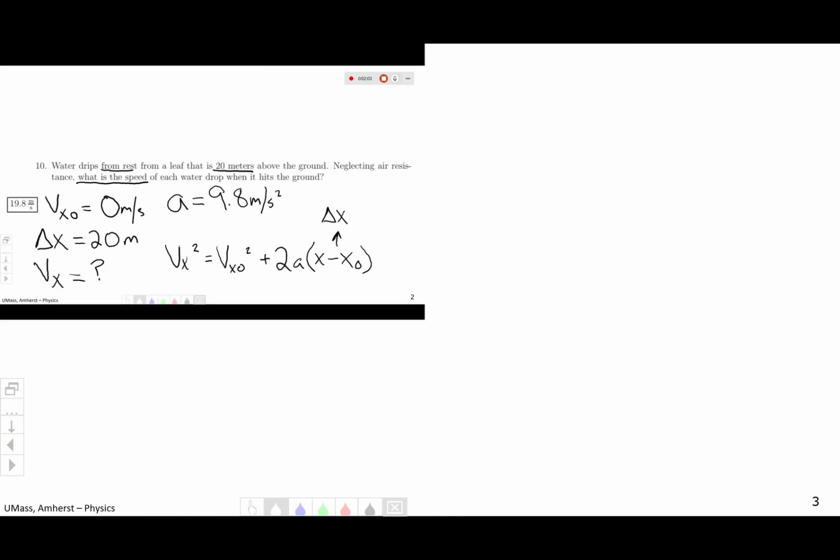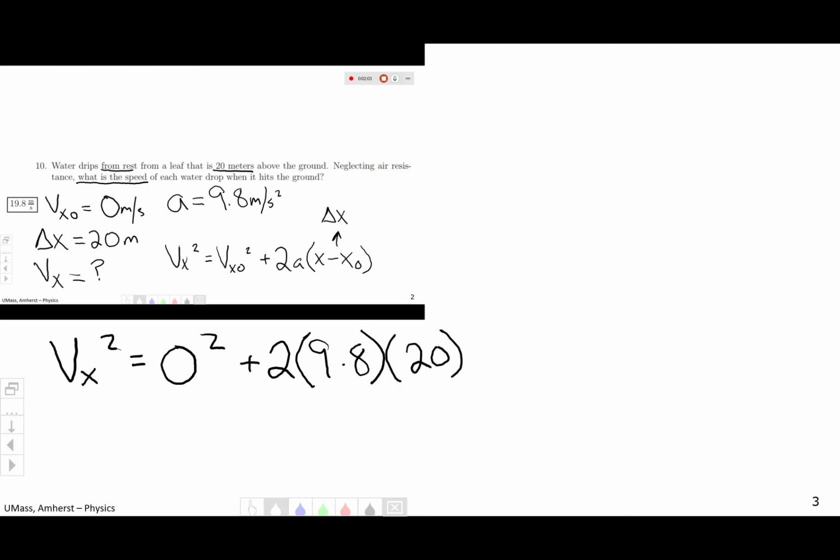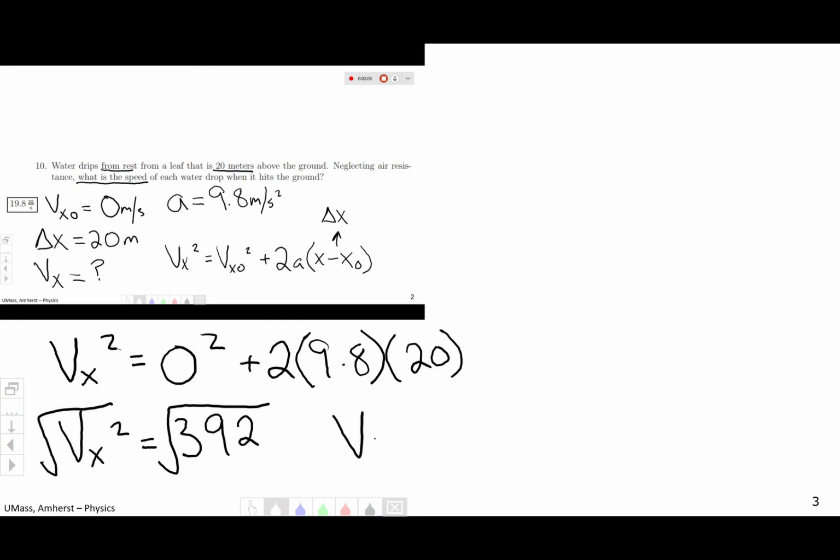So once we have this equation, we can go ahead and fill it in. Vx is our unknown, so we're going to leave it alone, equals Vx0, 0 squared, plus 2 times 9.8 times our delta x, which is 20. If we do that out, we end up with Vx squared equals 392. And then the final step would be to take the square root, and you end up with a Vx of 19.8 meters per second.